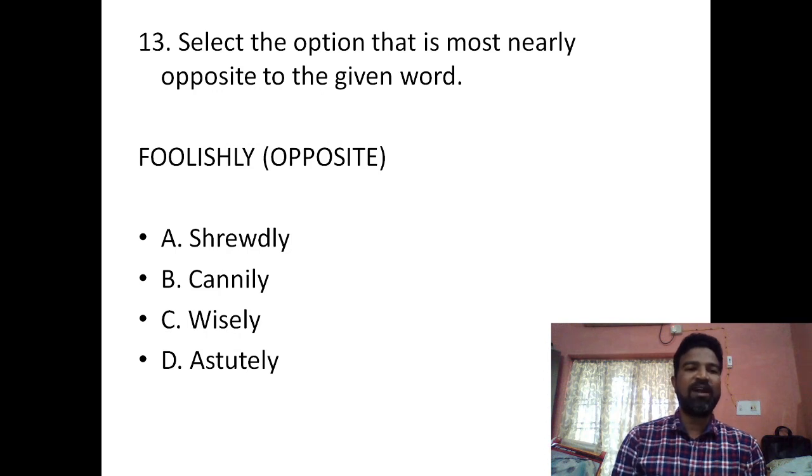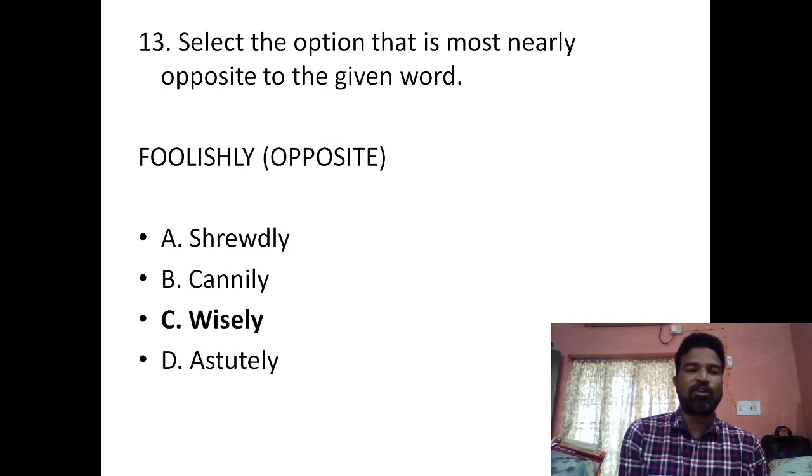I hope you guessed it well. So the answer is option C, wisely. Foolishly's opposite is wisely. You might wonder what the other words mean. Shrewdly means high intelligence. Cannily means acting with an intention to cheat.